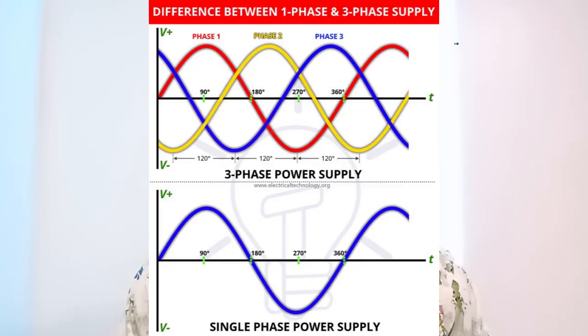Now here is the most important part. A single phase system produces one of these waves. A three phase system produces three separate waves. But these three waves don't rise and fall together. They are separated by 120 degrees. This small difference completely changes how power is delivered. That is why industries, factories, and large commercial facilities often use three phase power. But let's start with single phase first.